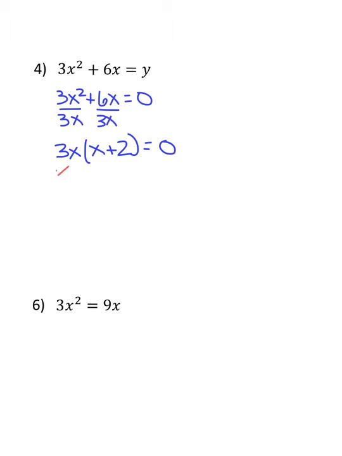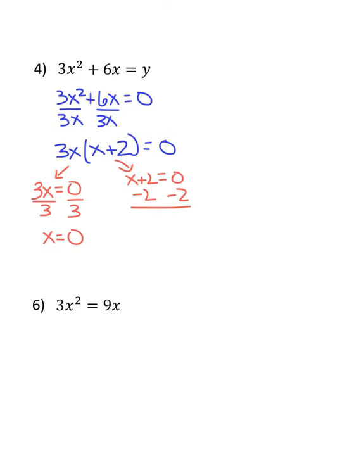I'm going to take this 3x and set it equal to 0, divide both sides by 3, x equals 0. And then I'm going to take the x plus 2 equals 0. Subtract 2 from both sides. X equals negative 2. So my answer is x equals negative 2, comma 0.